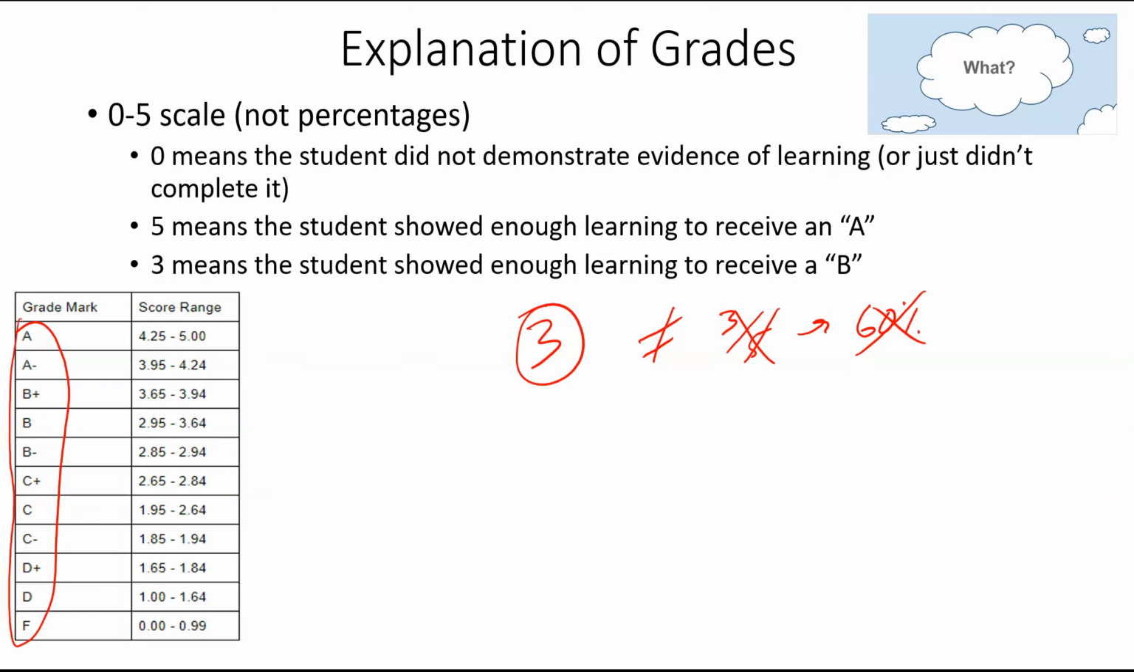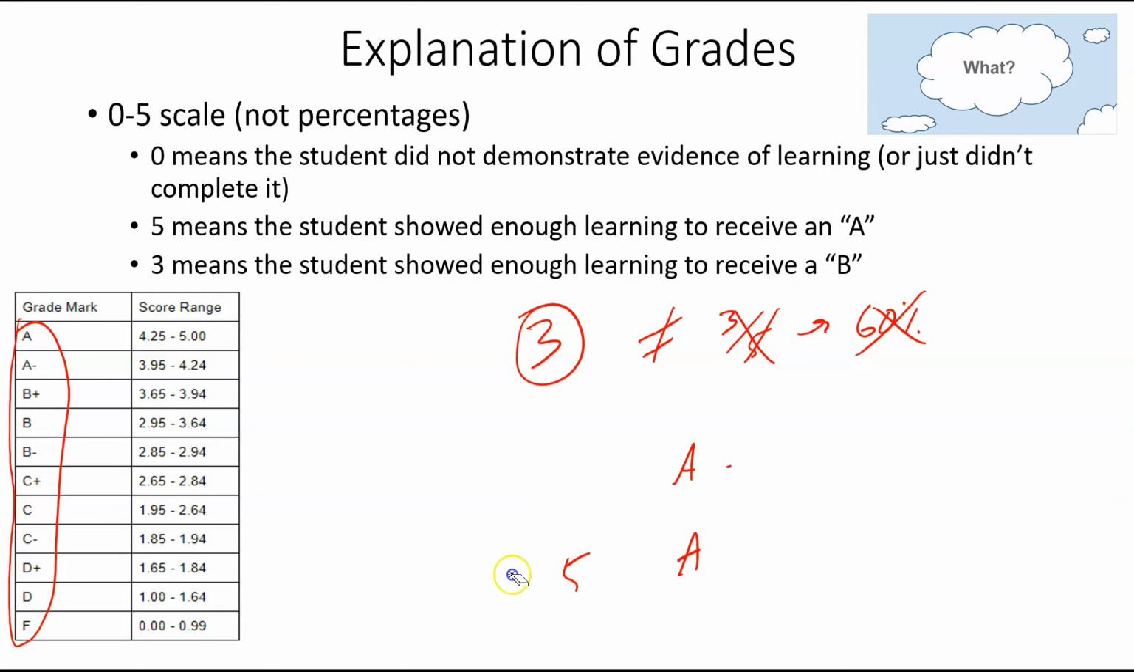Now, if it appears that they've mastered at a higher level, so maybe above that baseline standard, a student might receive a 4, which would correspond to an A minus, or maybe a 5, which would correspond to an A. So the score of a 3 is not a 3 out of 5 possible. It's just a 3, which corresponds to a B.